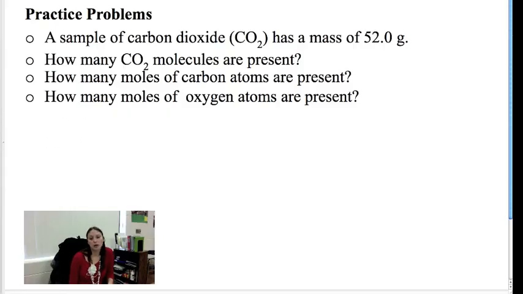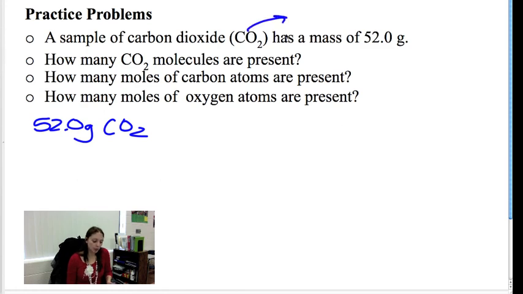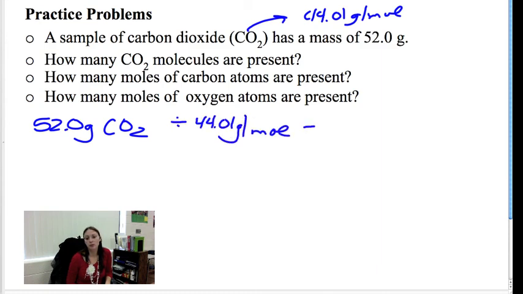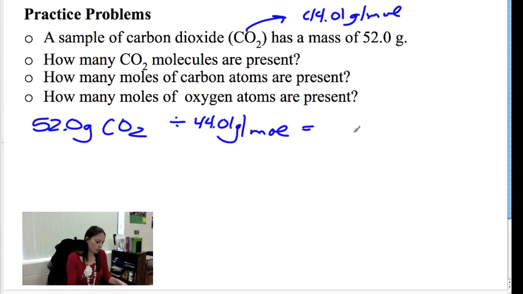So let's take the last example. If I have 52 grams and I want to know how many moles of CO2 molecules I have, so I'll take 52 grams CO2 and turn it into moles. I've got to figure out how much CO2 weighs, so I take 1 carbon and 2 oxygens, and we should get 44.01. And I take my 52 and I divide by 44 because I want to know how many moles I have, and I have 52 grams, so I should have just over a mole, which is 1.18.